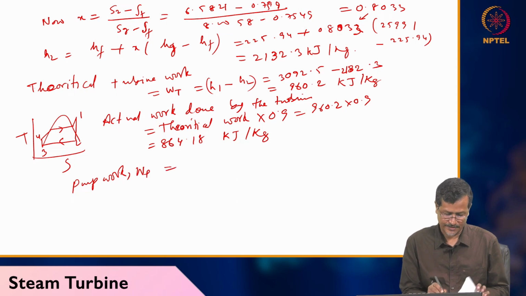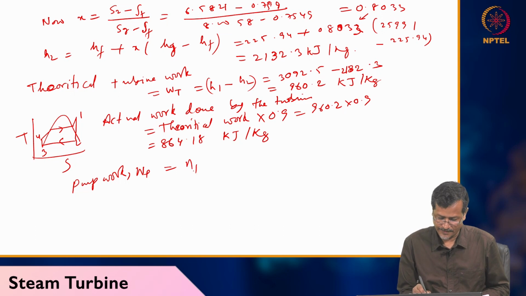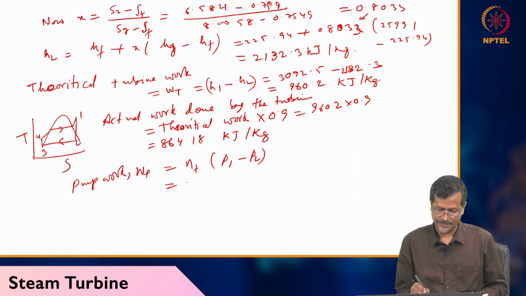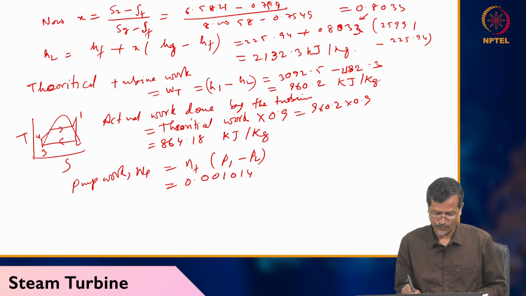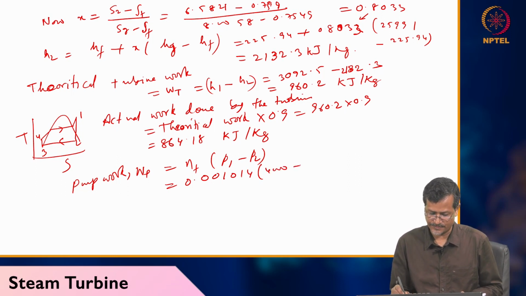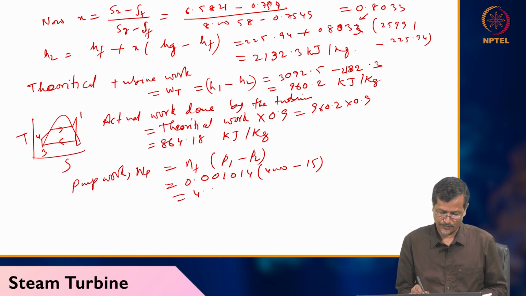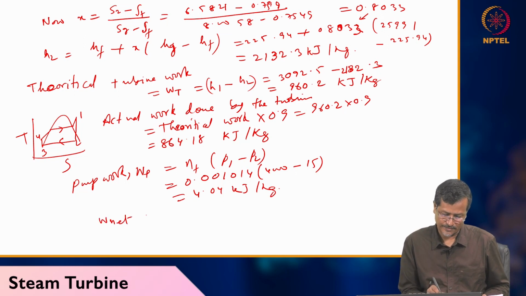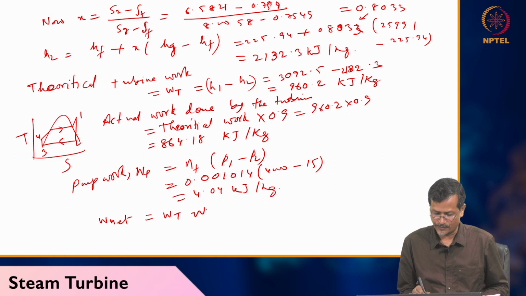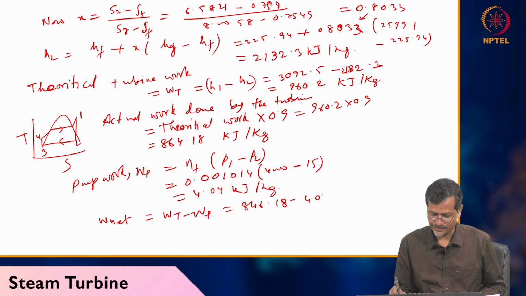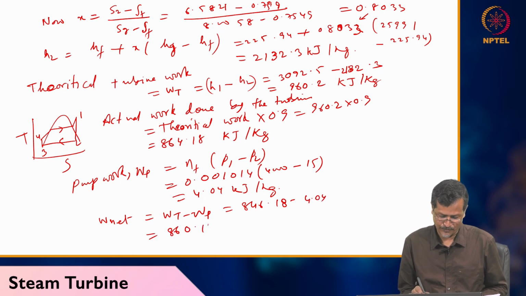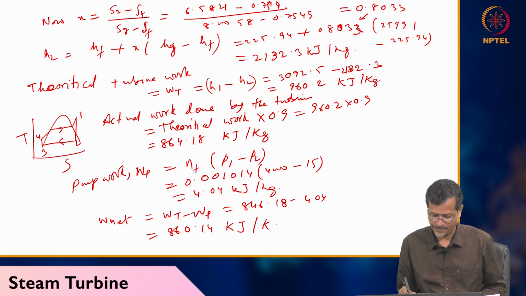WP equals v(P1 minus P2). So specific volume is given actually, 0.001014, and P1, P2 you can get from the table. So it is coming 40 minus 15, so it is coming 4.04 kJ per kg. So net work we are getting, WT minus WP, 864.18 minus 4.04. So it is giving 860.14 kJ per kg.